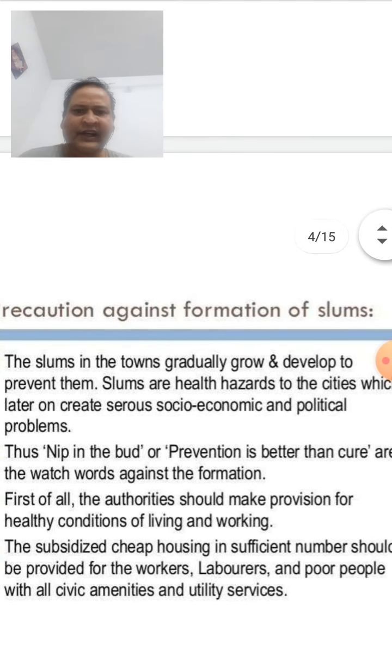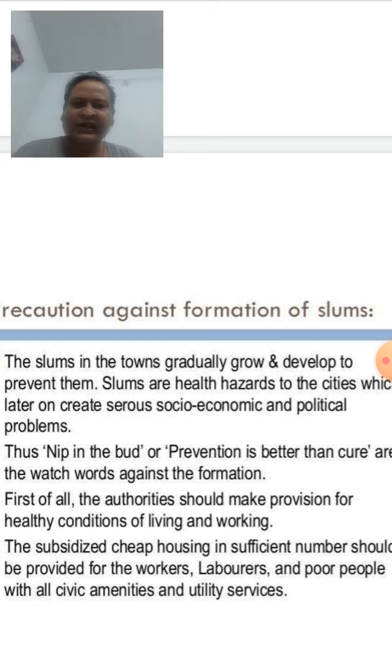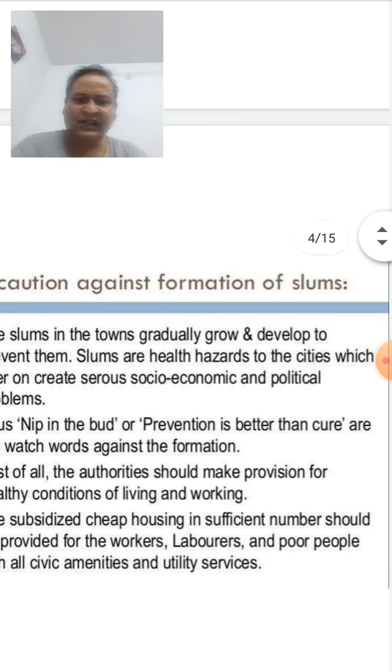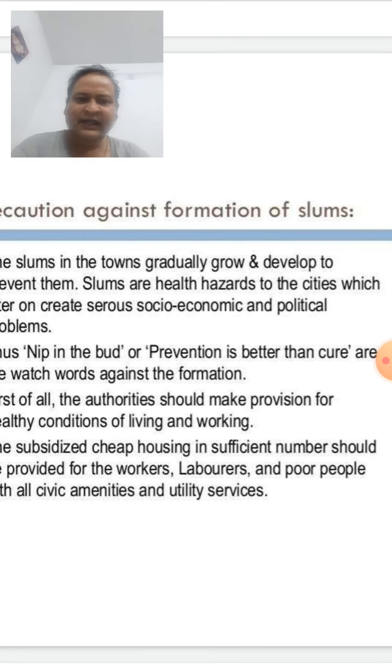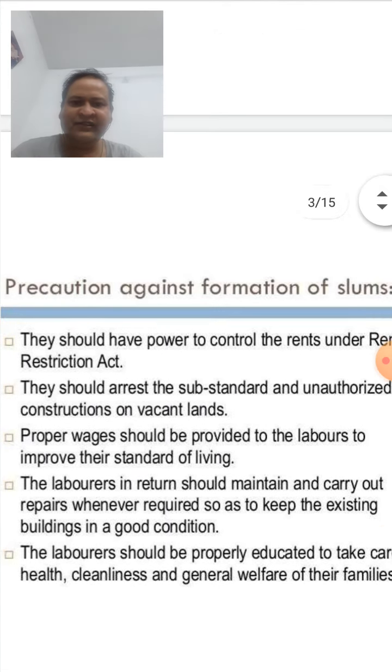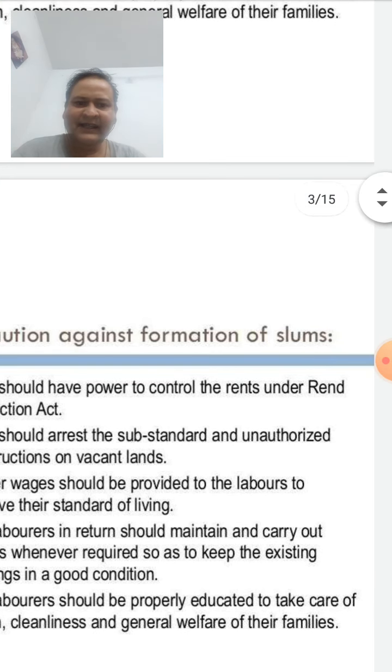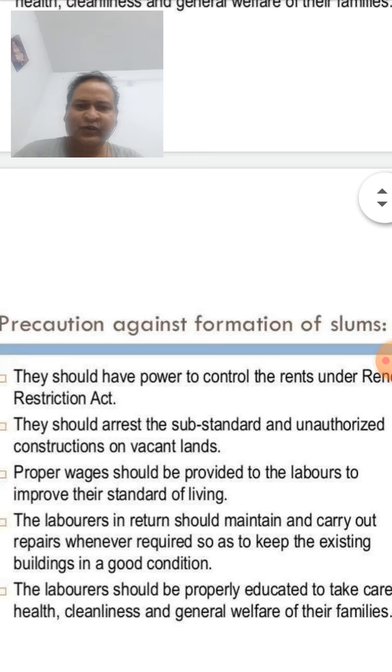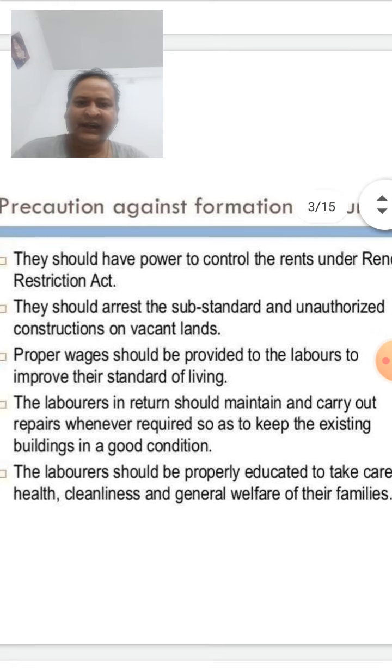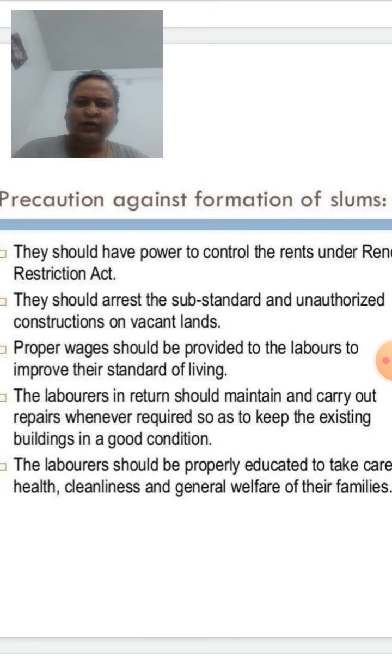The slums in a town gradually grow and develop, so they must be prevented. Slums are health hazards to the cities, which later create serious socio-economic and political problems. Thus, nip in the bud, or prevention is better than cure, are the watchwords against their formation. First of all, the authorities should make provision for healthy conditions of living and working. Subsidized cheap housing in sufficient number should be provided for the workers, laborers and poor people with all civic amenities and utility services. They should have power to control the rents under the Rent Restriction Act. They should arrest substandard and unauthorized constructions on vacant lands. Proper wages should be given to the laborers to improve their standards of living. These are the precautions against the formation of slums.